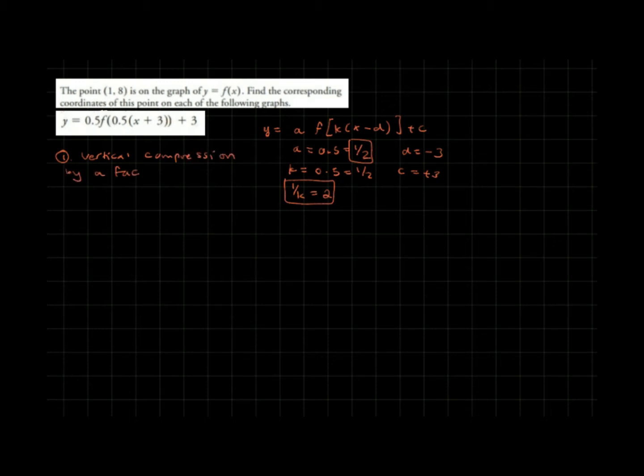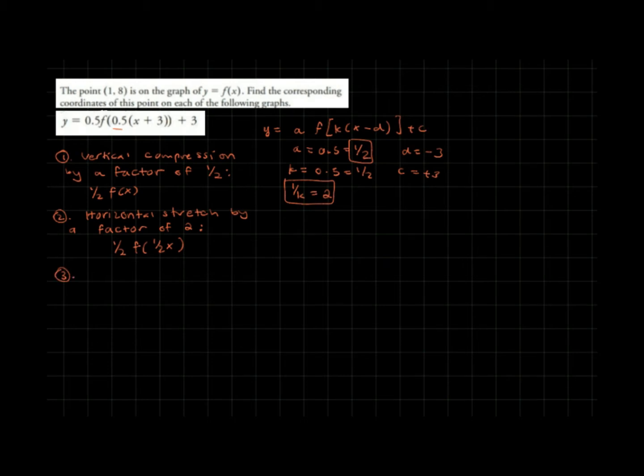So the first transformation in words is that there is a vertical compression by a factor of 1/2, or you can write this as 1/2 f of x. In the second transformation, we're looking at this k value, or specifically we're looking at 1 over k, and there is a horizontal expansion, or horizontal stretch, by a factor of 2, and in function notation we can write this out as 1/2 f of 1/2 x.